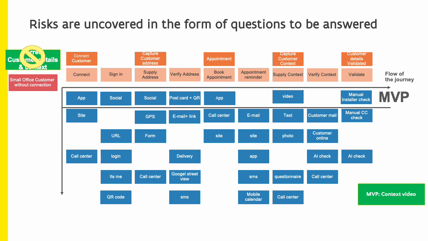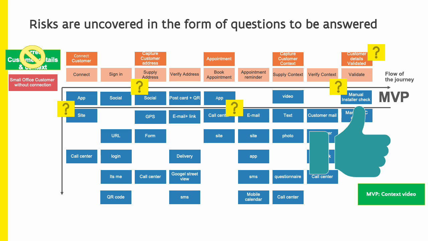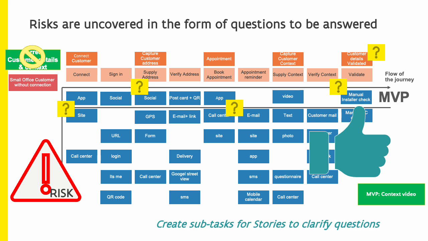If we do it right, questions will arise during a mapping exercise that need more clarification. This is a good thing. We are uncovering previously hidden risks. We are learning. We can log these risks with the epic and create a subtask attached to the stories to clarify the question.